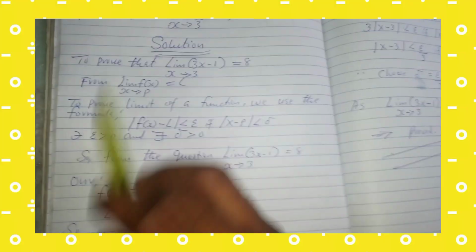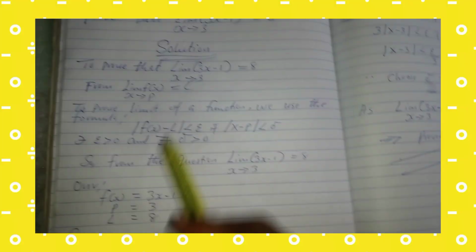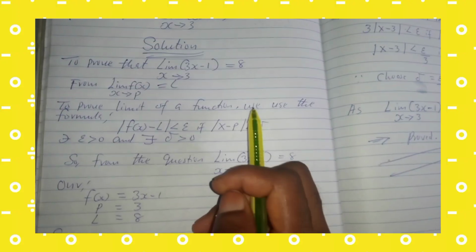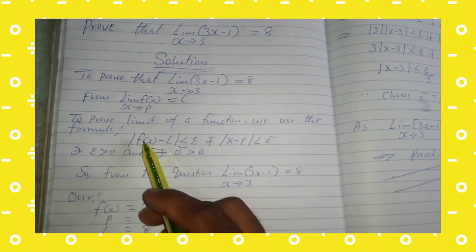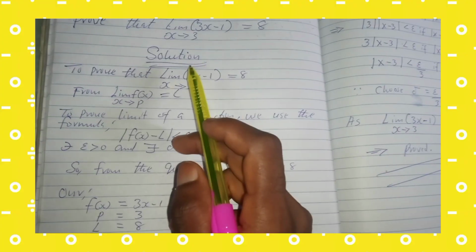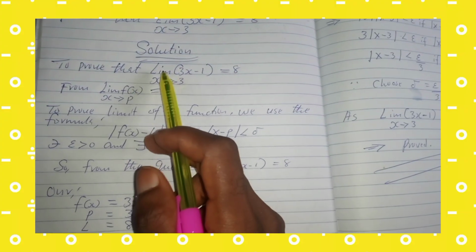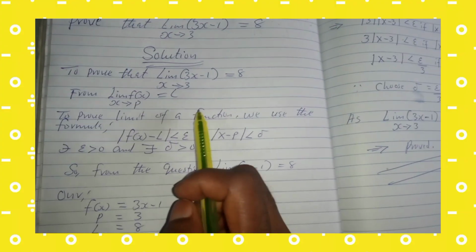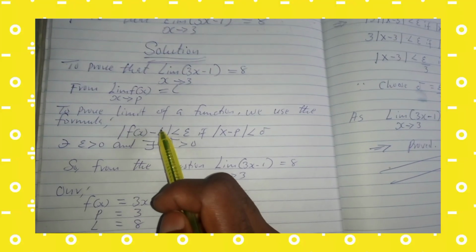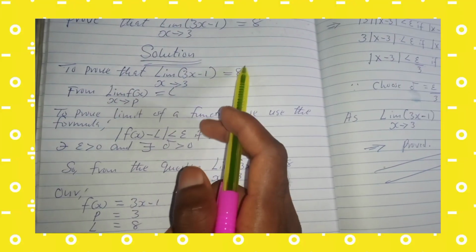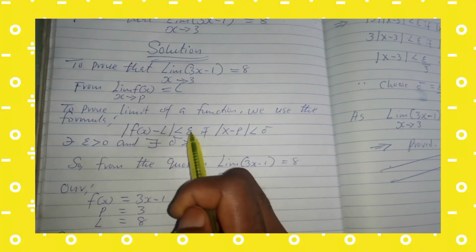So in limits, we have a fundamental principle to prove a limit. To prove the limit of a function, we use the formula: the magnitude of f of x minus n is less than epsilon. By f of x we mean this function here, 3x minus 1, because this is our f of x that is attached to the limit. Our n in this case is 8.